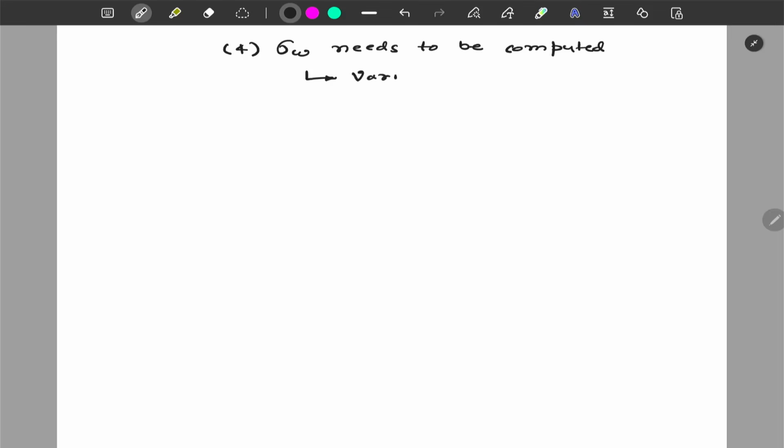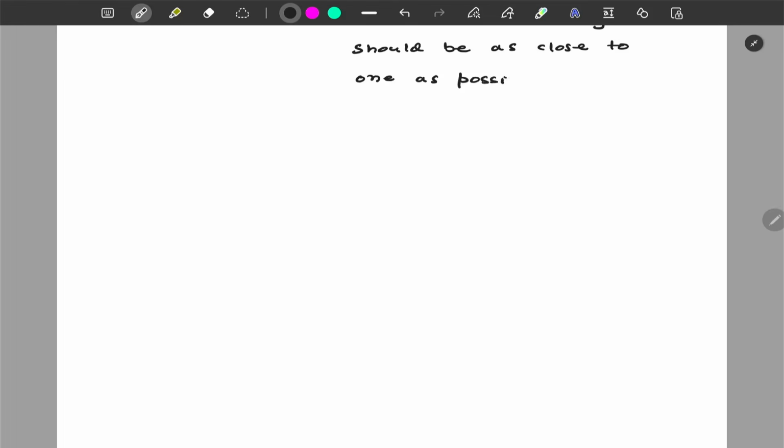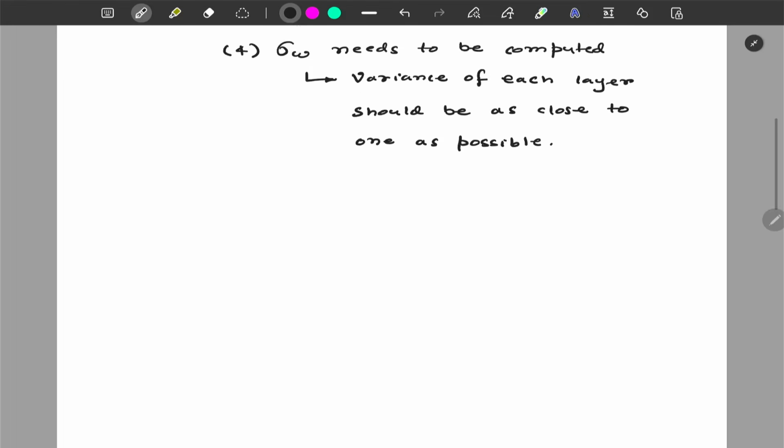that the variance of each layer should be as close to 1 as possible. And this is a statement I am giving right now, that the variance should be as close as possible to 1.